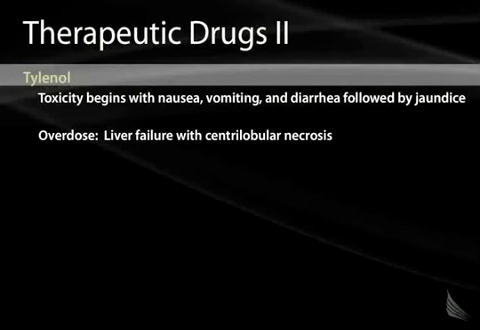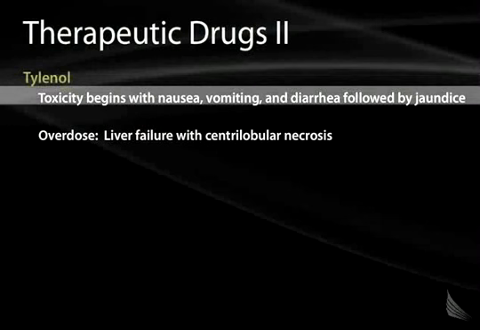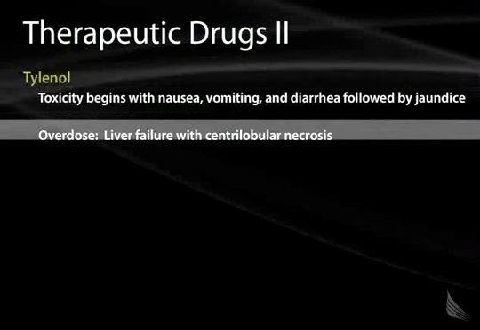Tylenol, a common over-the-counter analgesic. Its toxicity is predominantly centered on the liver, begins with nausea, vomiting, and diarrhea, followed by jaundice. Overdoses are seen to have liver failure with central lobular necrosis, outlined by the use of a reticulin stain, which shows the collapse of the liver parenchyma.